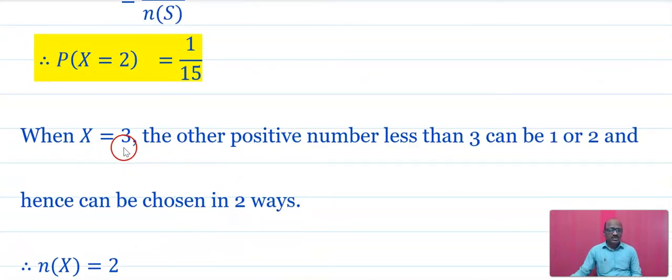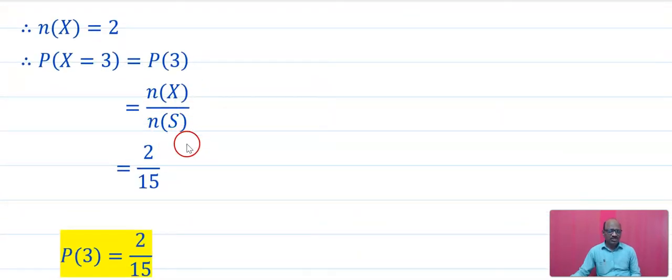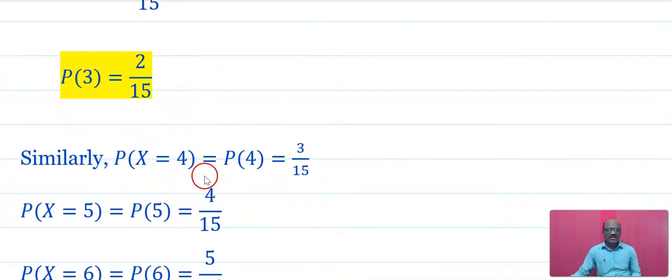When X is equal to 3, the other positive number is less than 3. Which are the numbers that are less than 3? 1 or 2. And hence, we can choose in two ways. Therefore, n of X is equal to 2. Therefore, P of capital X equal to 3 is P of 3, and hence n of X upon n of S, that is 2 upon 15. Therefore, P of 3 is equal to 2 upon 15.